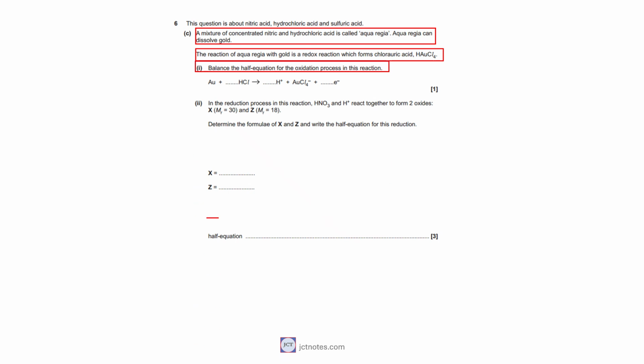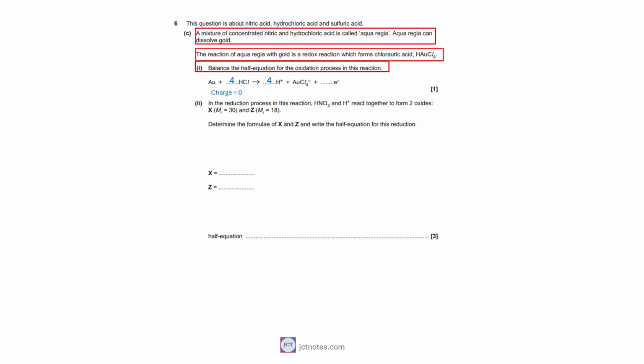We have one gold atom on the left-hand side and one tetrachloroaurate(III) ion on the right-hand side. We start with the chlorine atoms. The tetrachloroaurate(III) ion contains 4 chlorine atoms, and these come from hydrochloric acid. Therefore, we need 4 molecules of hydrochloric acid on the left-hand side. Next, we balance the hydrogen atoms. The 4 hydrochloric acid molecules provide 4 hydrogen atoms on the left-hand side. To balance these, we add 4 hydrogen ions to the right-hand side.